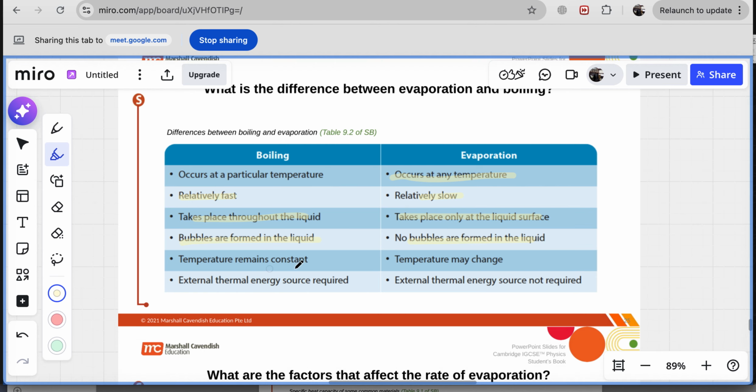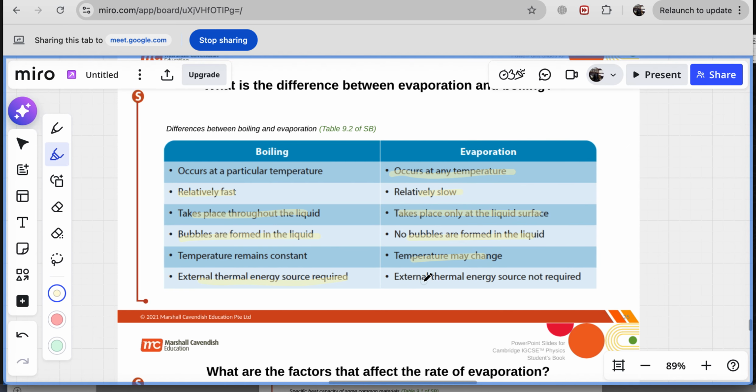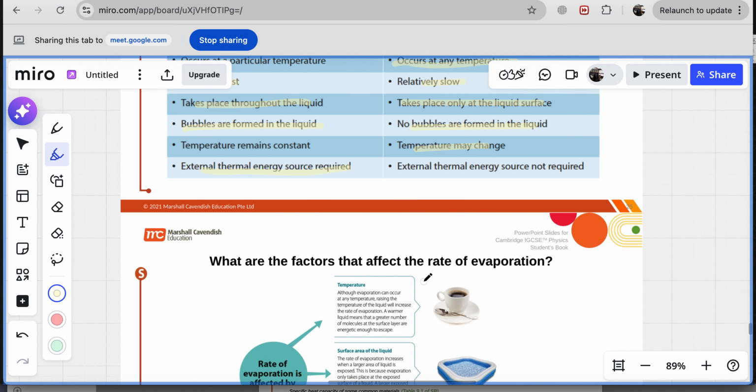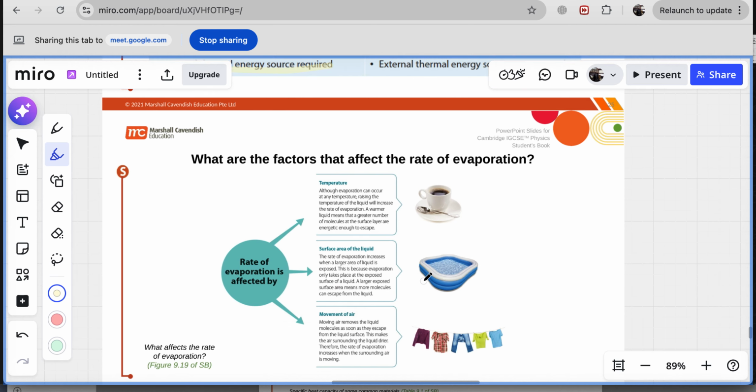Then, in boiling, temperature remains constant. In evaporation, temperature may change, okay? Now, in boiling, an external thermal energy source is required. You need something to heat it, like a gas burner or gas cooker. This one you don't need. An external energy source is not required. Just keep it outside for the sun to heat it. Is that okay? So you'll be able to tell the difference between evaporation and boiling.